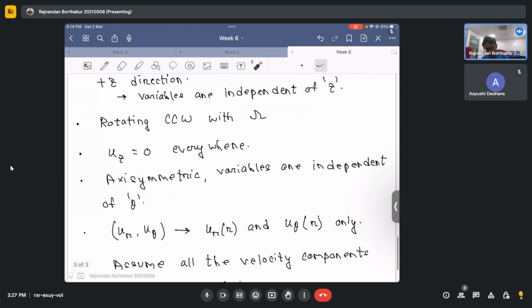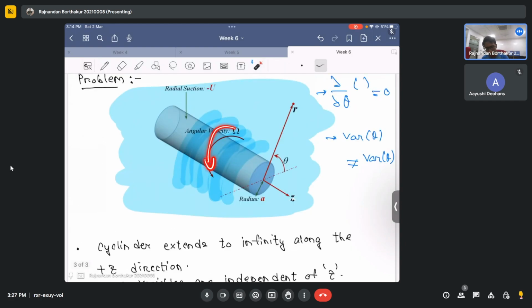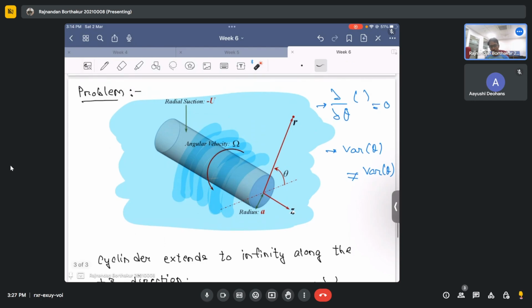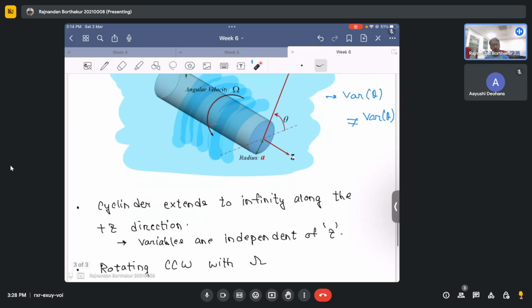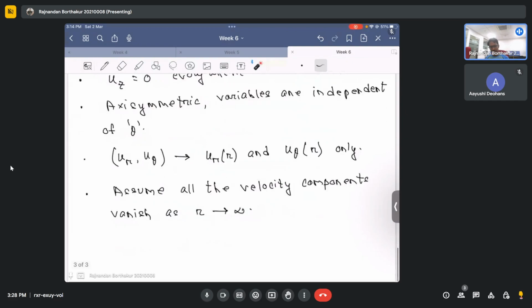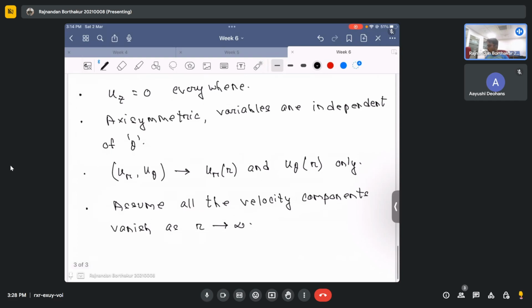As you can see, as the cylinder rotates, this will disturb the flow field, which will create a disturbance flow field in the vicinity of the cylinder. But when we move far away from the cylinder, that is when r tends to infinity, the flow field is just stagnant. It's just the quiescent flow field, and this means that all the velocity components would basically decay to zero, or vanish when r tends to infinity. Okay, so this is the idea, and these are the assumptions that we will use.